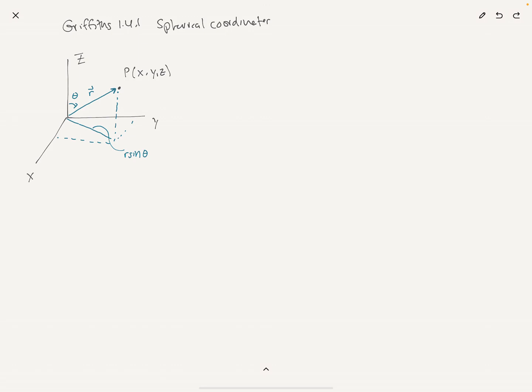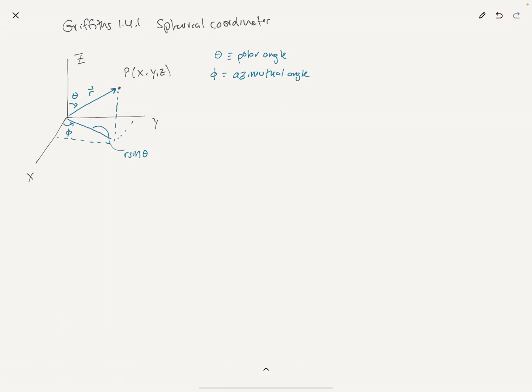And I'll define another angle, which is the angle from our positive x-axis to our projection. Call that phi. So we have theta, which is our polar angle, and phi, which is our azimuthal angle.